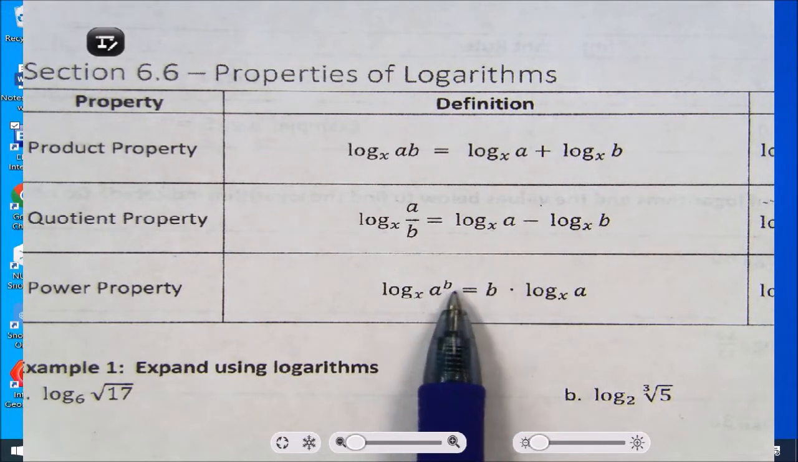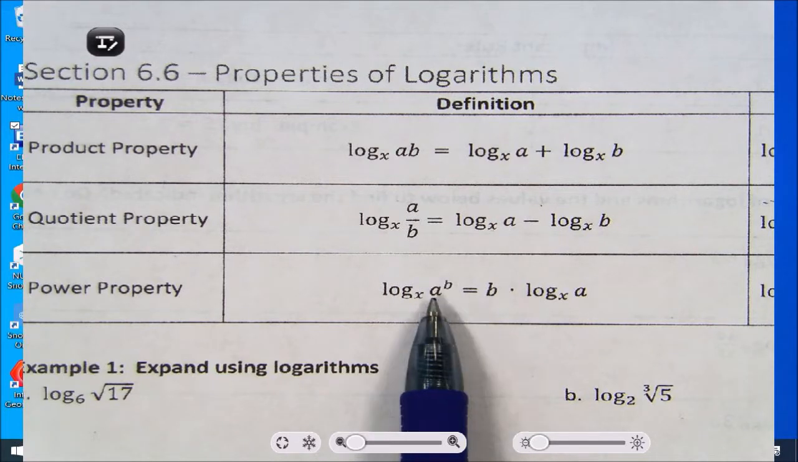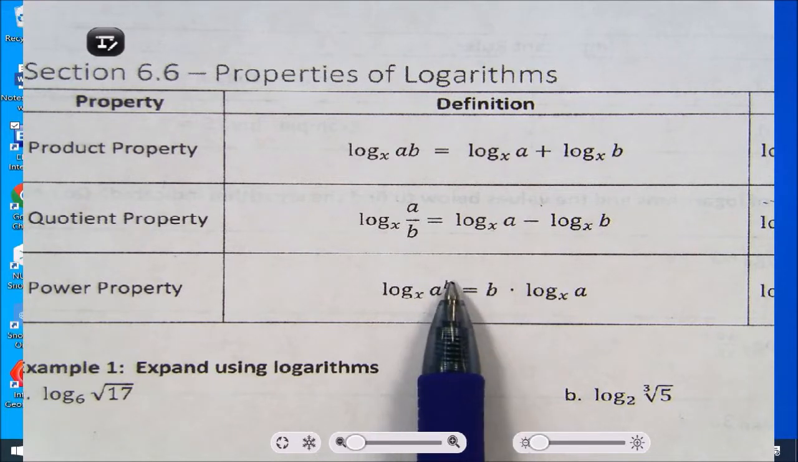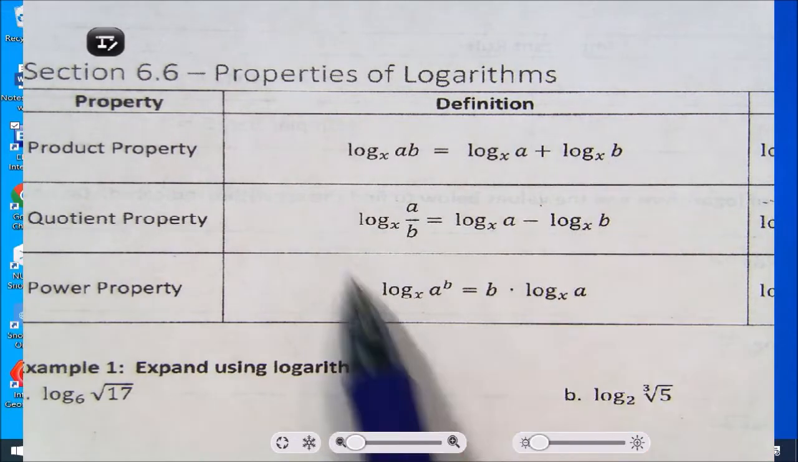When we have an exponent, the power property, here b is the exponent, right? It's an exponent on something inside the logarithm. That's going to come forward as a coefficient. So I'm going to do a bunch of examples that use this combination of these rules.